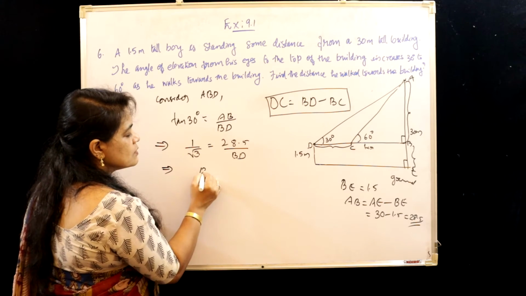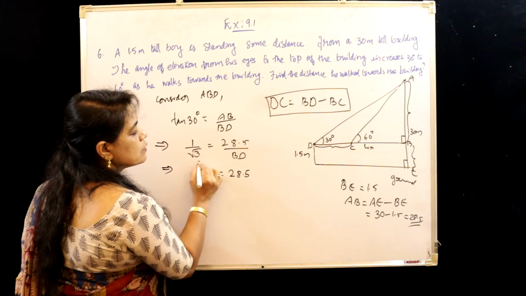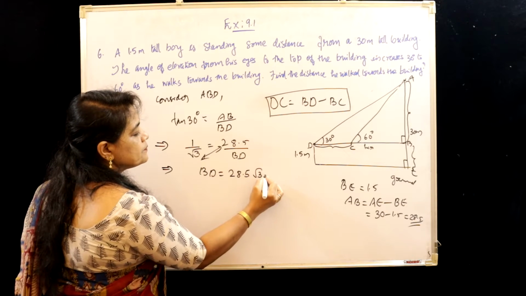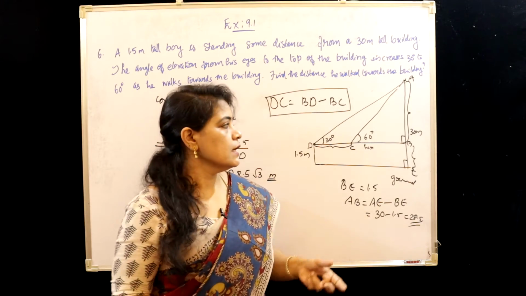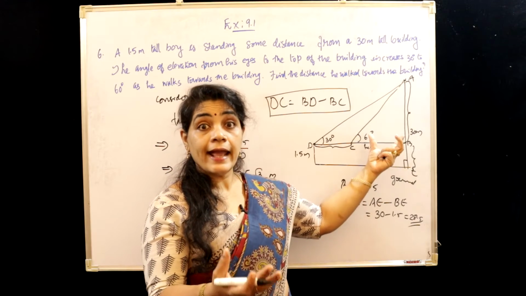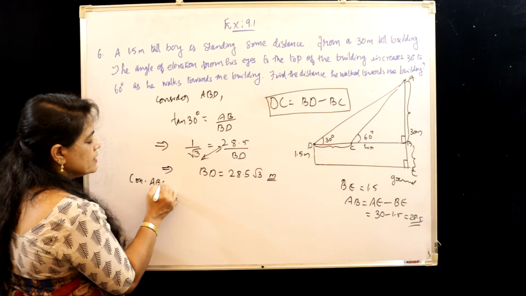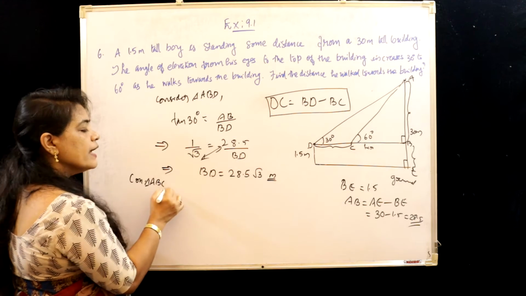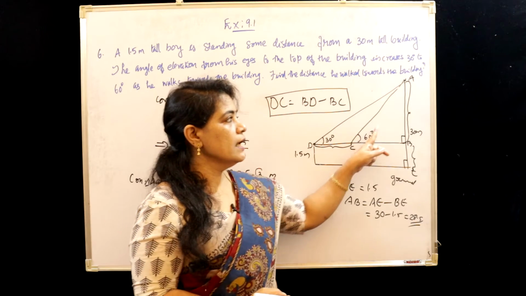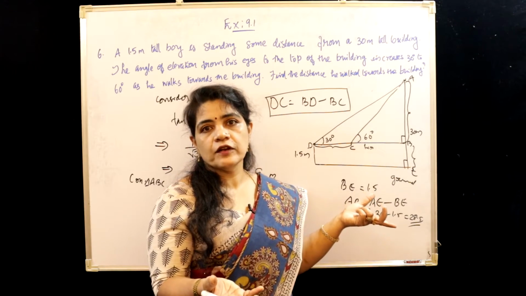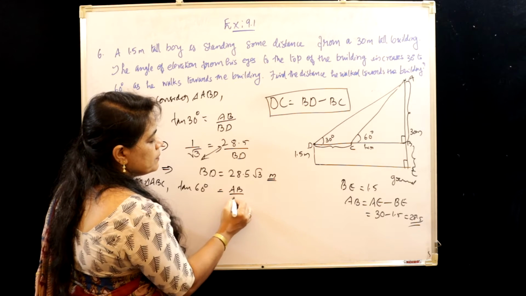BD into 1, that is BD, equal to 28.5 root 3, root 3 comes to the numerator by cross multiplication. This is BD. Now in order to get BC, then only you can subtract. BC is the side of right triangle ABC. So now we are considering right triangle ABC, again tan, because the adjacent side should come. Tan of 60 degree. In right triangle ABC, the reference angle is 60 degree. So tan of 60 degree equal to AB by BC.